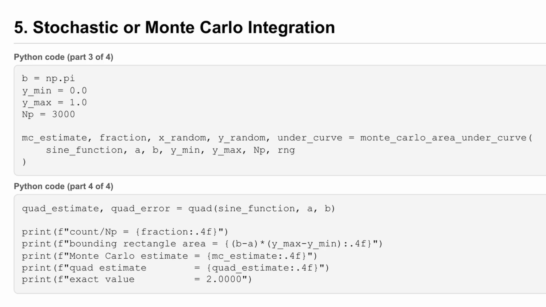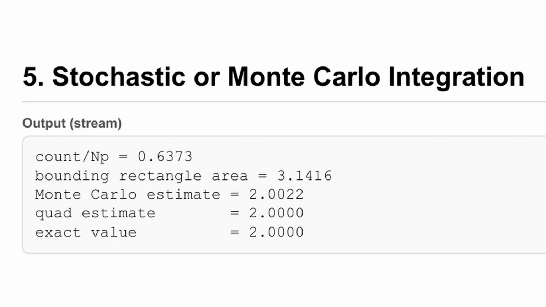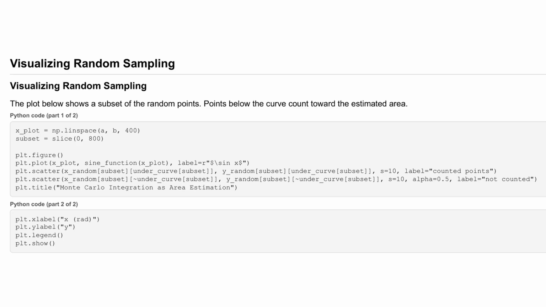In this example, we are estimating the area under a sine wave from 0 to pi, and then comparing that result to the precise value provided by the quad function. The results show that about 63.7% of our points fell under the curve. When scaled by the rectangle's area, we get a Monte Carlo estimate very close to the exact analytical value of 2.0. Visualization is key to understanding this.